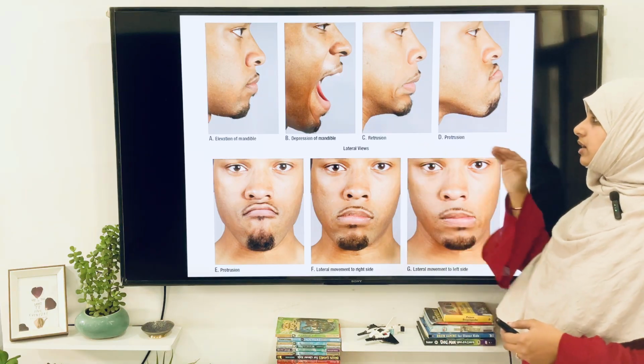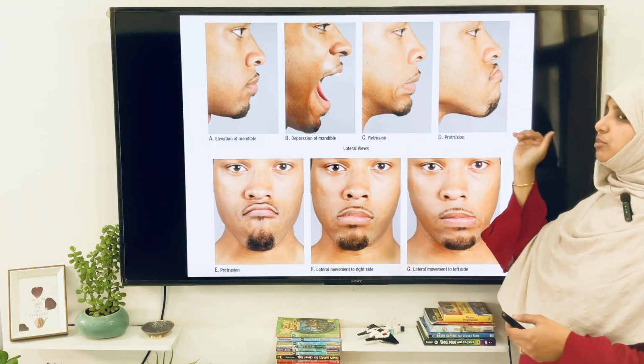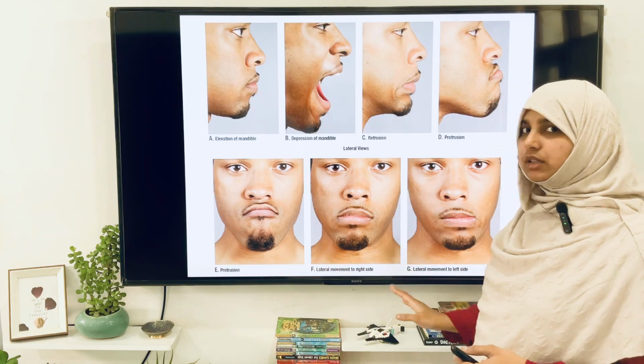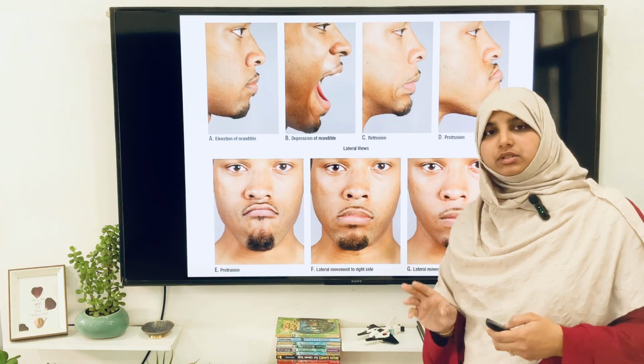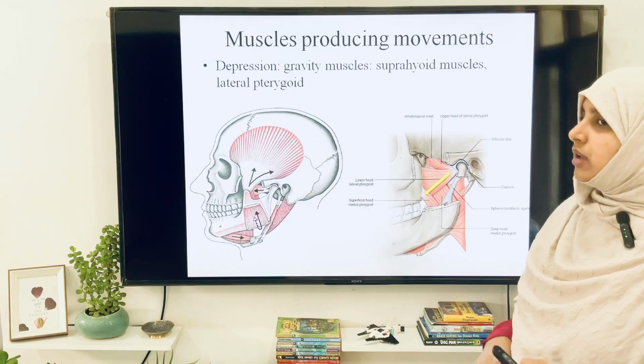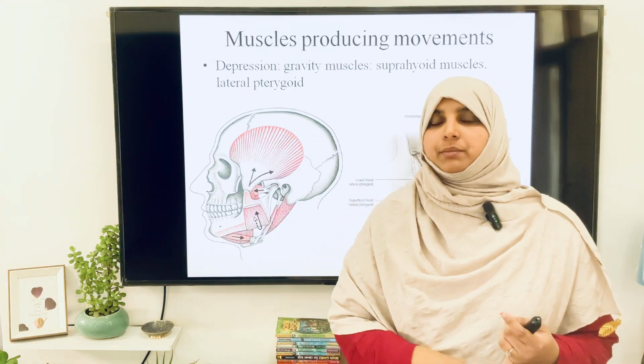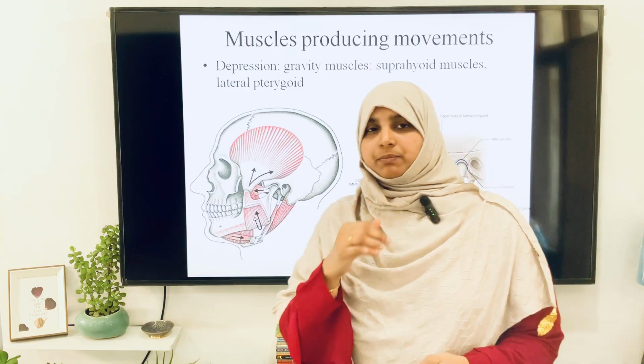Then we have the retrusion or retraction. Then this is the protrusion movement. Protrusion movement anteriorly. These are the lateral movements, side to side movements. Okay. So muscles producing these different movements. Number one, depression movement.